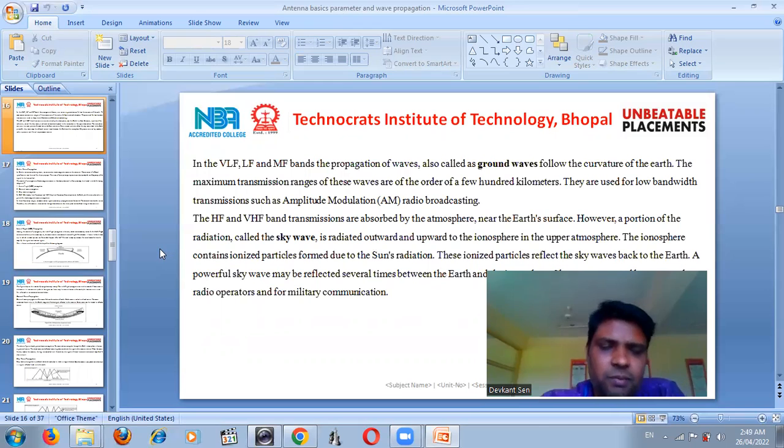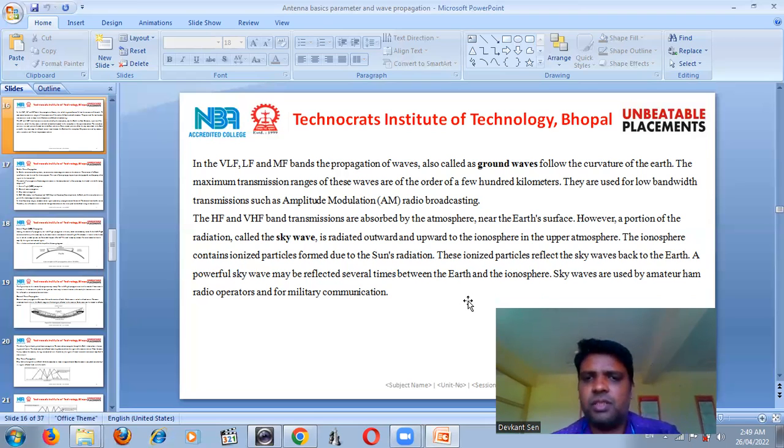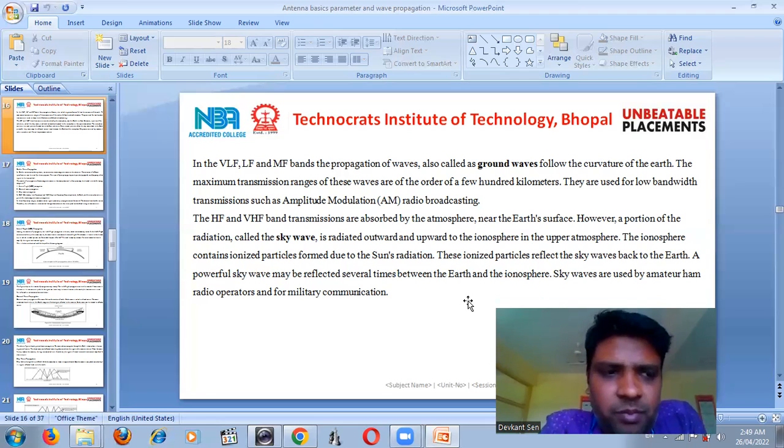In the HF (high frequency) and VHF (very high frequency) bands, transmissions are absorbed by the atmosphere near the Earth's surface. However, the portion of the radiation called the sky wave is radiated outwards and upwards to the ionosphere in the upper atmosphere. The ionosphere contains ionized particles formed due to the sun's radiation. Those ionized particles reflect the sky wave back to the earth. A powerful sky wave may be reflected several times between the earth and the ionosphere. Sky waves are used by amateur ham radio operators and military communications.